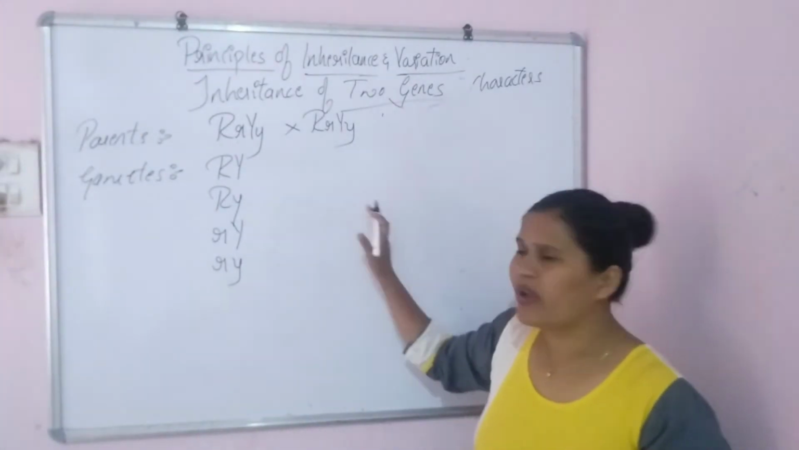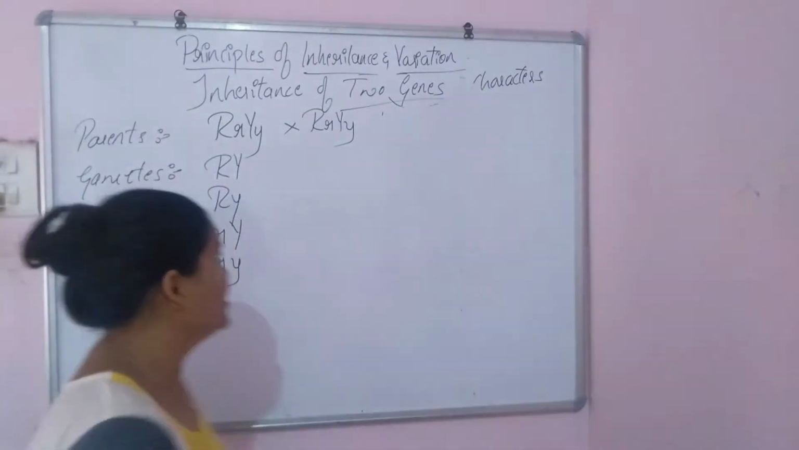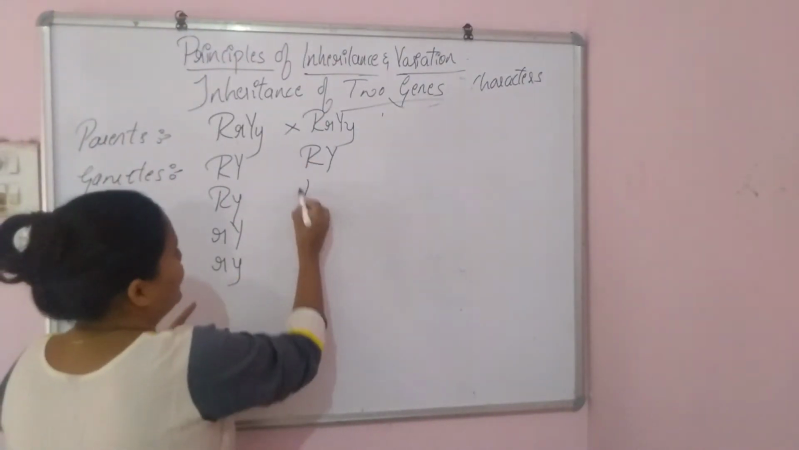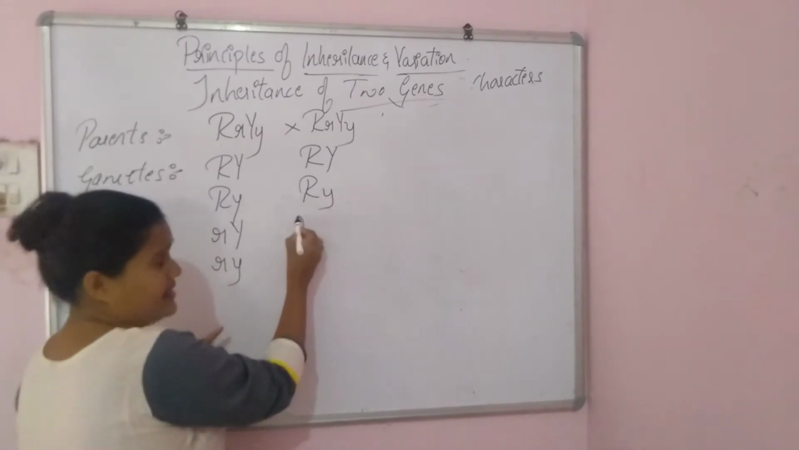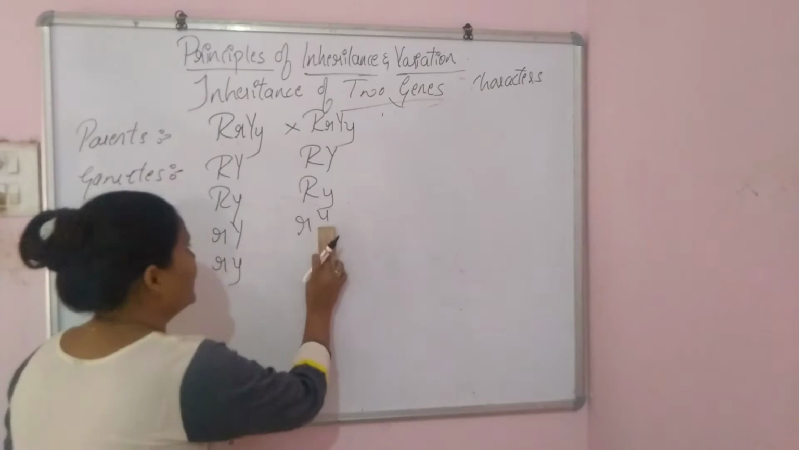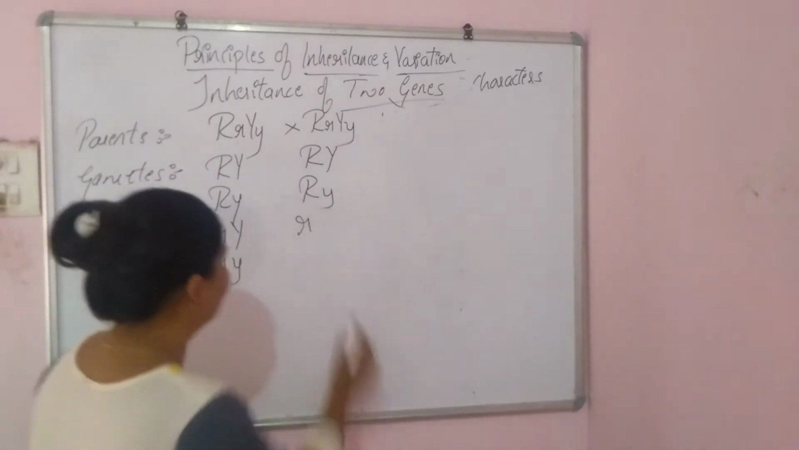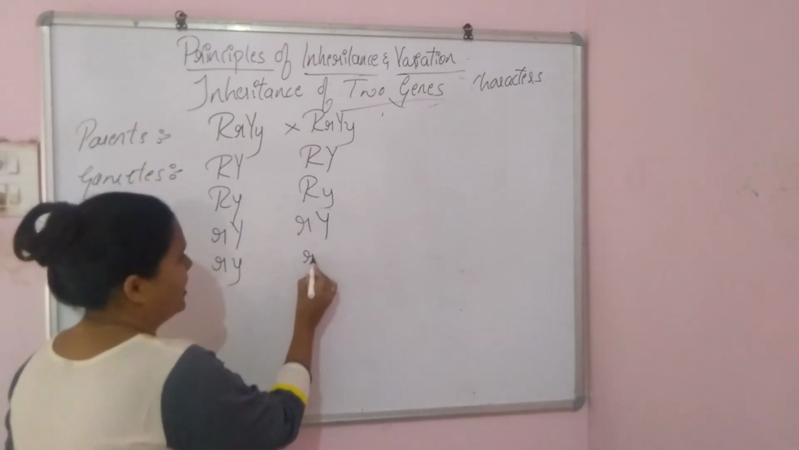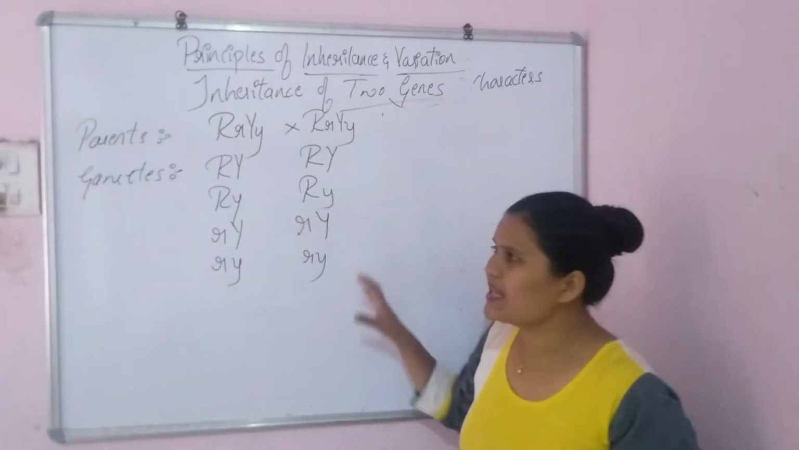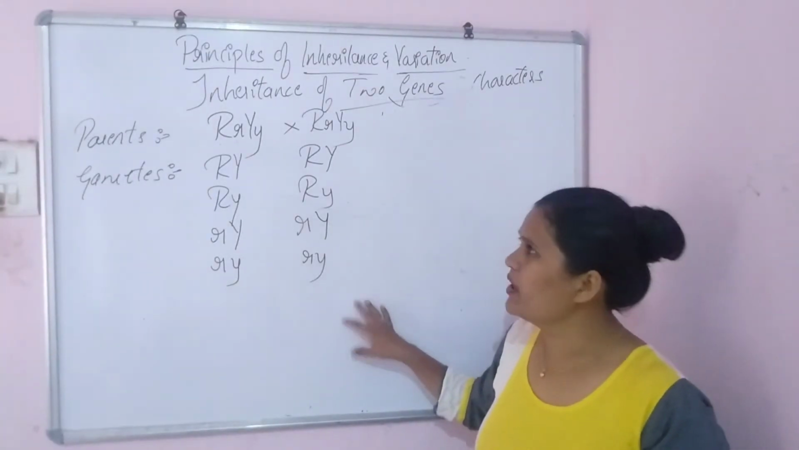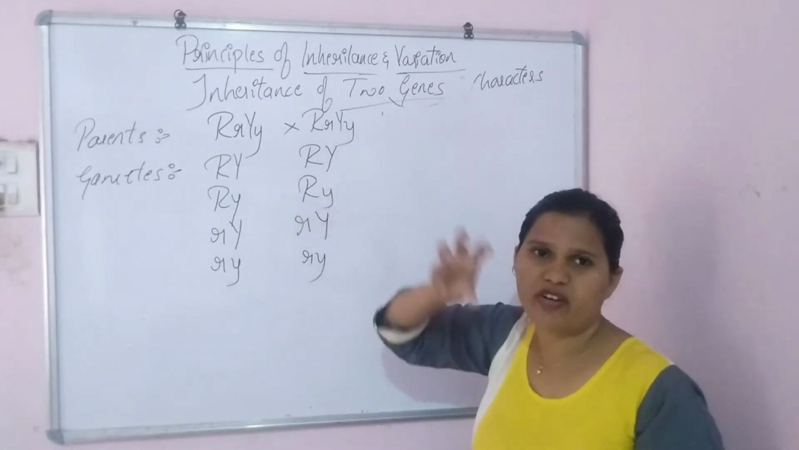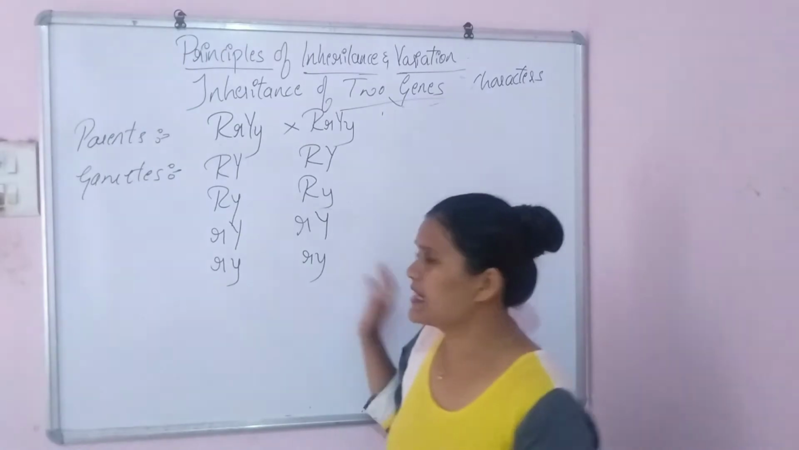This is how here also these 4 gametes are formed. Capital R and capital Y, and capital R and small y. Again small r capital Y, and small r and small y. So these are the gametes which are formed after the crossing of the F1 generation offsprings. Is this clear for you?